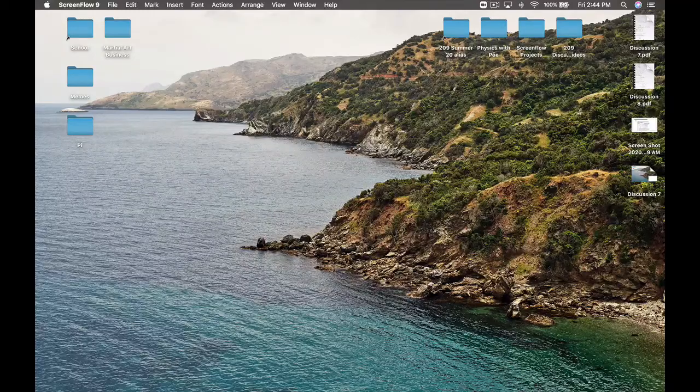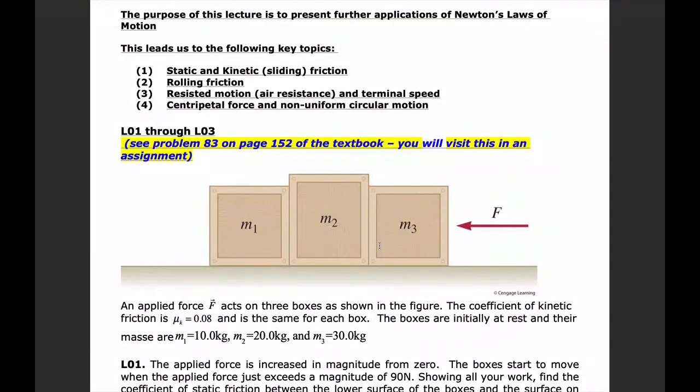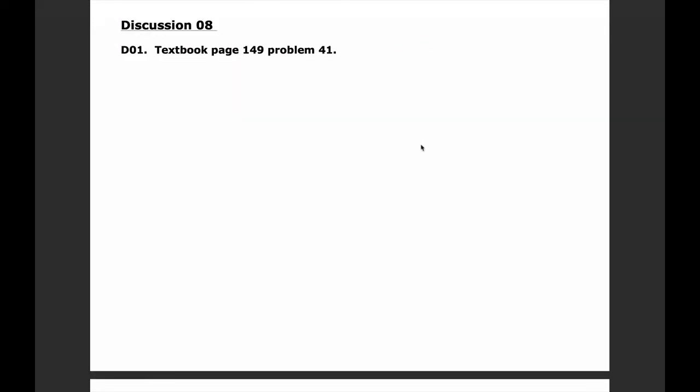Hey everyone, welcome back to discussion 8. We're going to continue talking about Newton's laws of motion. So let's jump right in. Textbook page 149, problem 41.